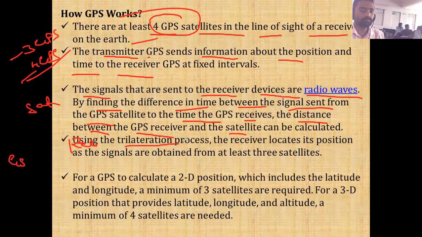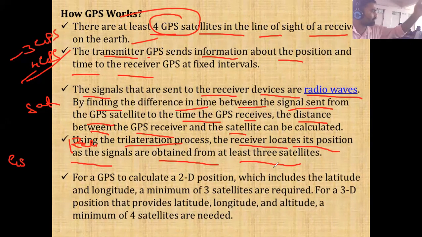Using the trilateration process, the receiver locates its position as the signals are obtained from at least 3 satellites. Whatever location you are sending, it is not only one signal. It is continuously emitting your signals from the ground station to the satellite, and from the satellite to the receiver. Continuously it is sending. It is not only one satellite; at least 3 satellites are required. Yes, this point is important.